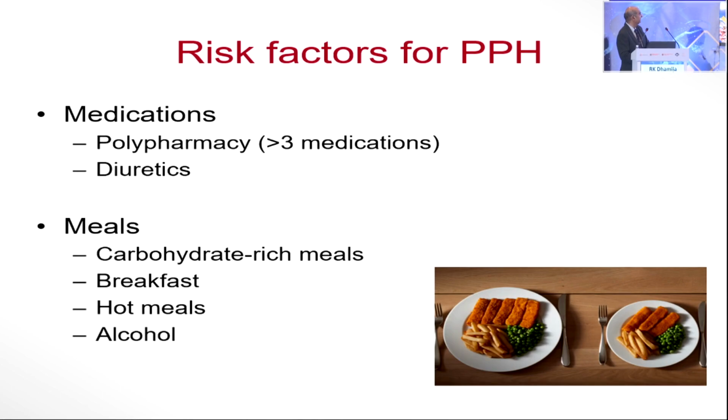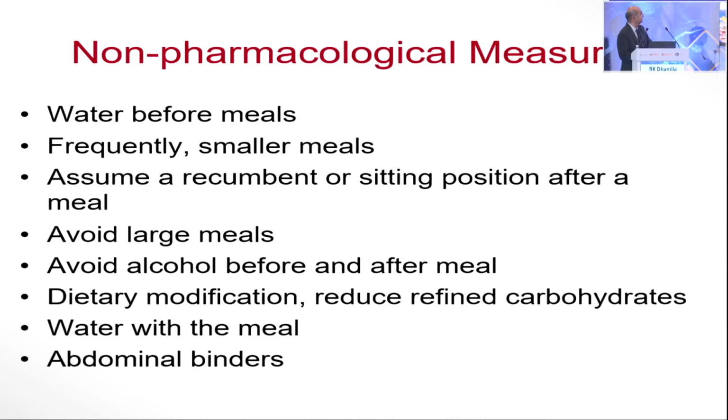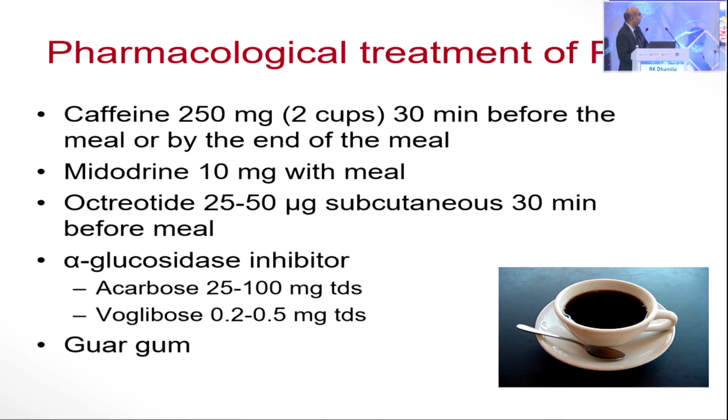And what are the risk factors? Of course, polypharmacy, more than 3 medications, diuretics, a heavy meal which is rich in carbohydrate, breakfast, hot meals, and alcohol, not to be forgotten. They are all risk factors. And how do we manage? Of course, non-pharmacological methods. Avoid alcohol before and after meals, avoid large meals, drink water, and use abdominal binders, and of course the other methods. Having a cup of coffee is also very important. It can help in decreasing the blood pressure drop. So that is what we advocate now for the treatment of postprandial hypotension.